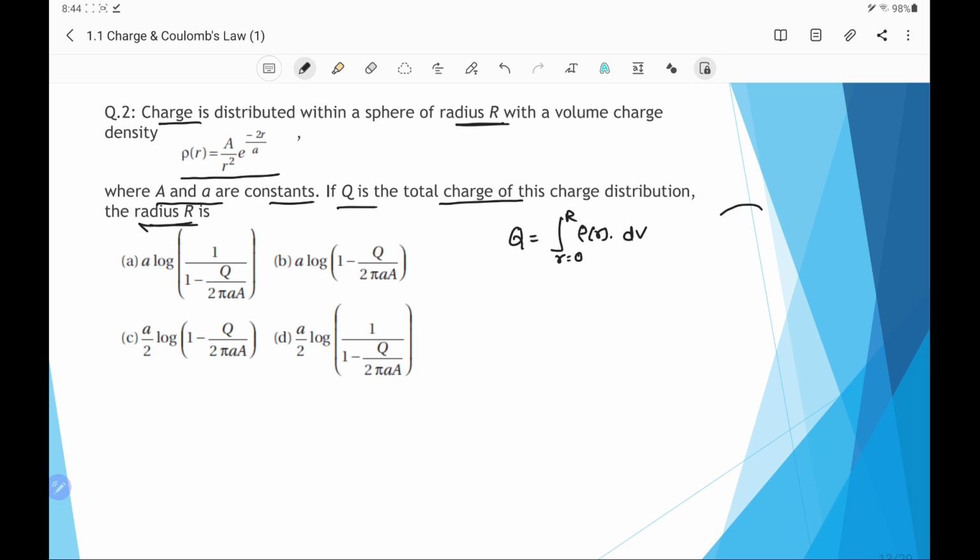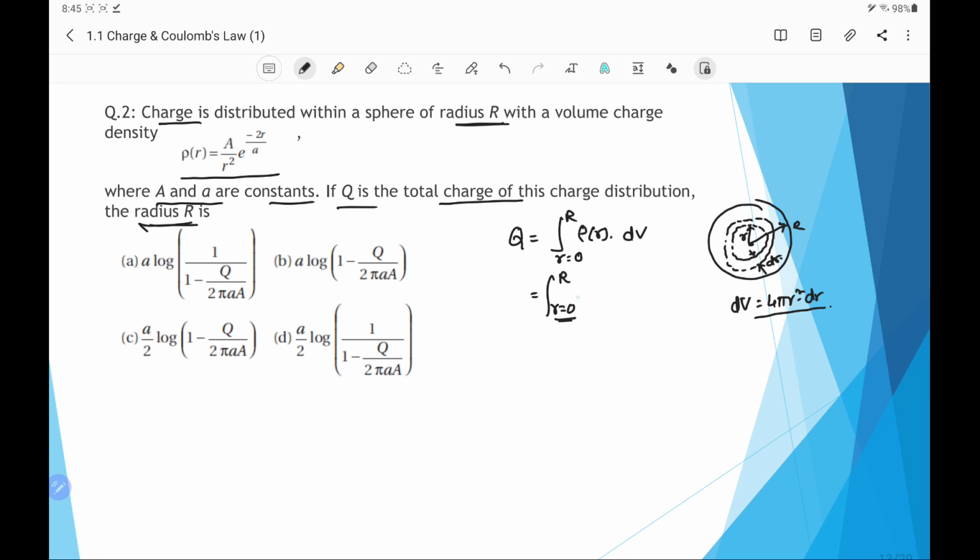R. Suppose this is the sphere of radius R on which charge is distributed. We take an elementary shell of radius small r and thickness dr. This is r and the thickness is dr. So its elementary volume will be the surface area 4 pi r square into the width, that is 4 pi r square dr. We substitute here from r equal to 0, which refers to the innermost shell, and R refers to the outermost.